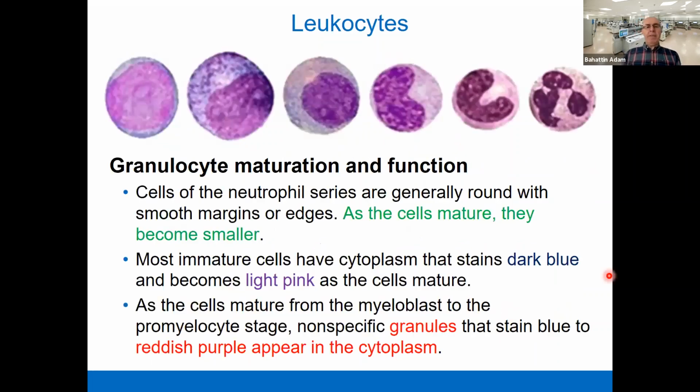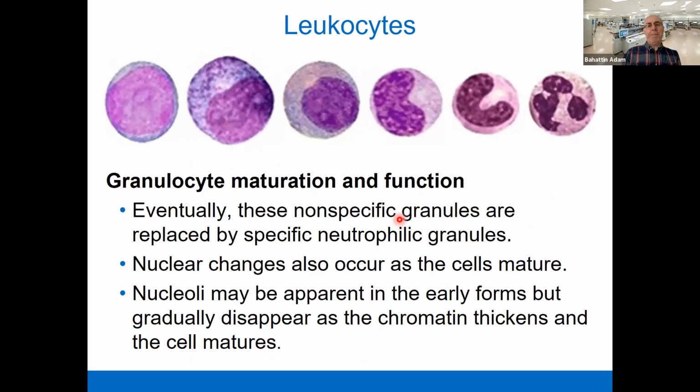As I said, as the cells mature, they become smaller. Also, as the cells mature from the myeloblast to the promyelocyte stage, non-specific granules that stain blue to reddish purple appear in the cytoplasm of the white blood cells. The nucleoli may disappear once they get mature.